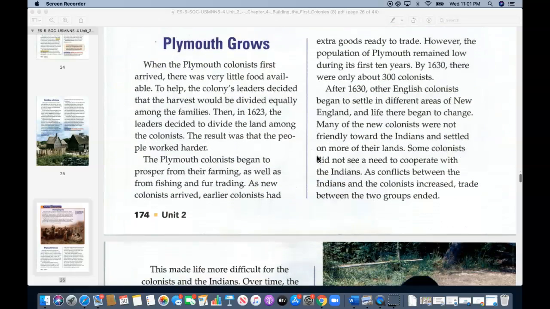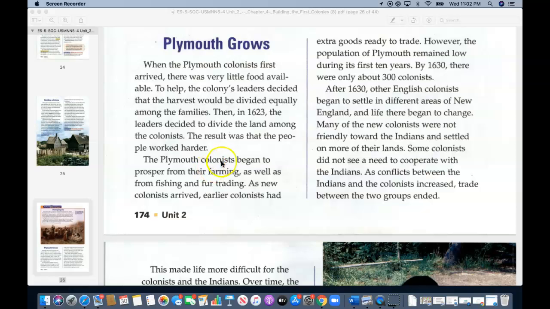And the next section, Plymouth grows. Write that in your notes, please. When the Plymouth colonists first arrived, there was very little food available. To help, the colony's leaders decided that the harvest would be divided equally among the families. Then, in 1623, the leaders decided to divide the land among the colonists. The result was that the people worked harder.